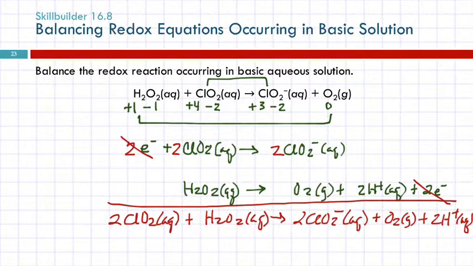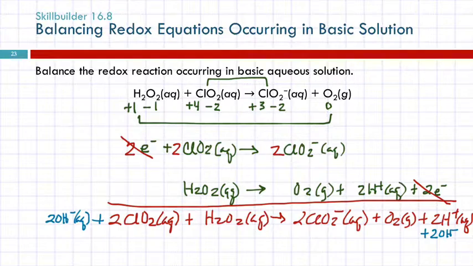If this was an acidic solution, we would stop. But this is a basic solution. So we're not going to have hydrogen ions present in a basic solution. So we have to mess around with this a little bit. We need to neutralize those hydrogen ions by adding an equal number of hydroxide ions to each side. So I have 2 hydrogen ions. I want to add 2 hydroxide ions to this side. And I don't want to mess up my balance here, so I have to add 2 hydroxide ions to that side as well.